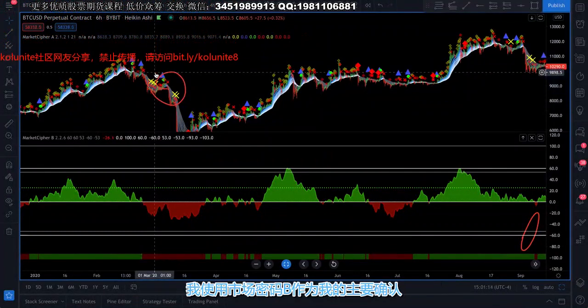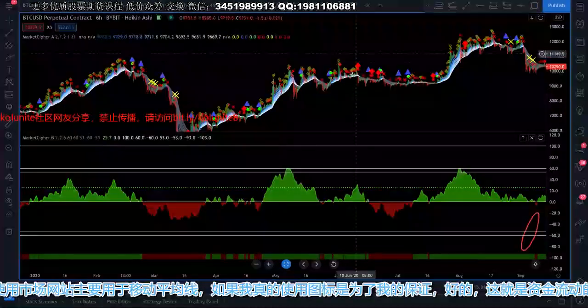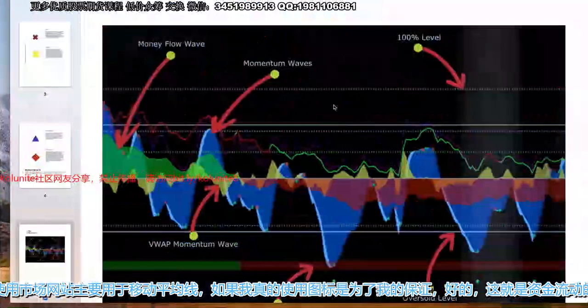Really, guys, I use Market Cipher B as my main confirmations, and I use Market Cipher A primarily for the moving averages, and if I do use the icons, it's for my reassurances. Okay, so that's the money flow, guys.